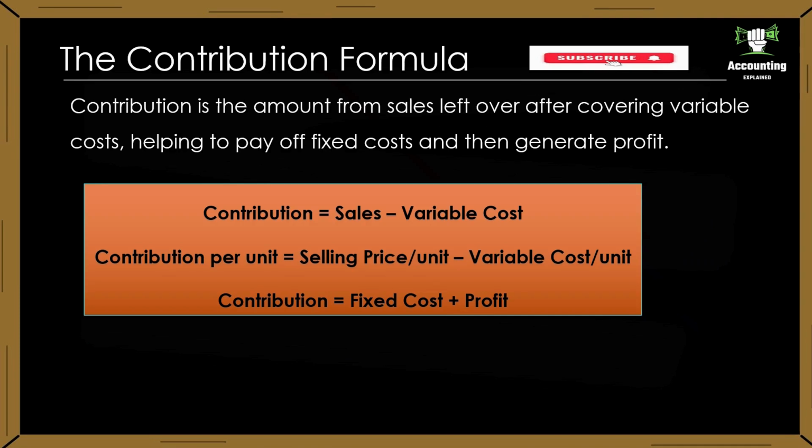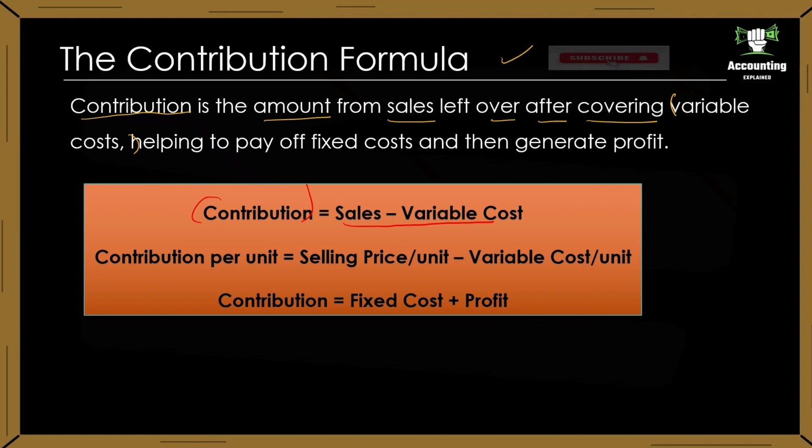Now let us see what is contribution. Contribution is the amount from sales left over after covering variable costs. So if you want to write it in the formula, you can write it as contribution is equal to sales minus variable cost. If you want to find it per unit, then contribution per unit is equal to selling price per unit minus variable cost per unit.